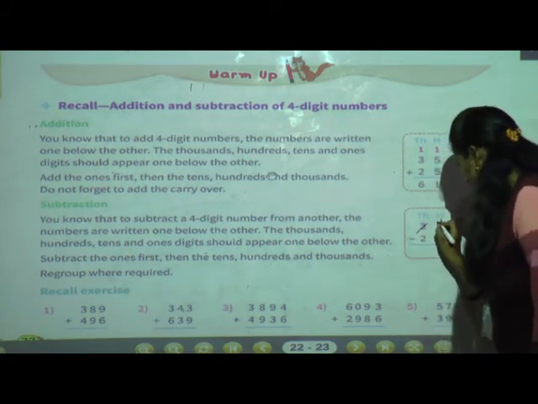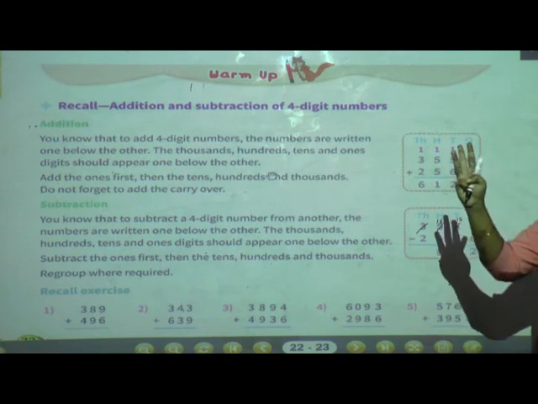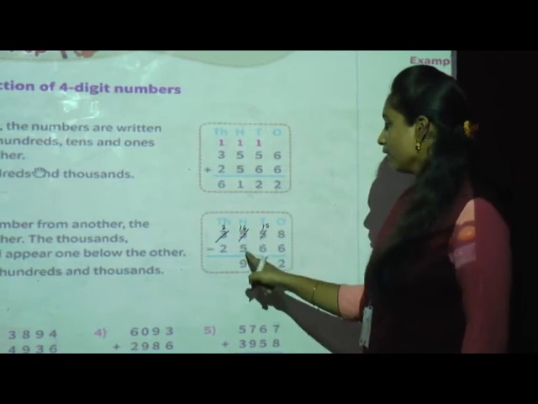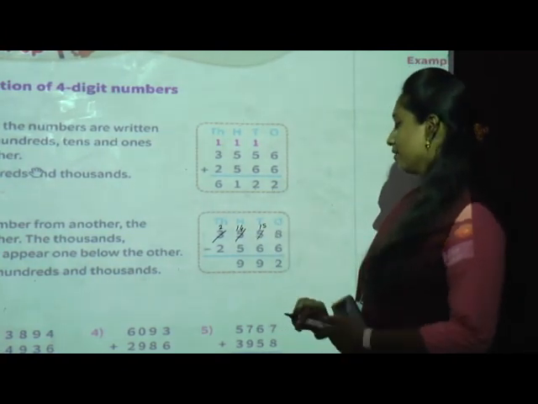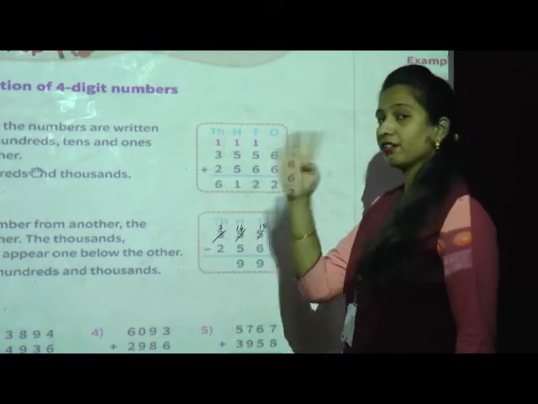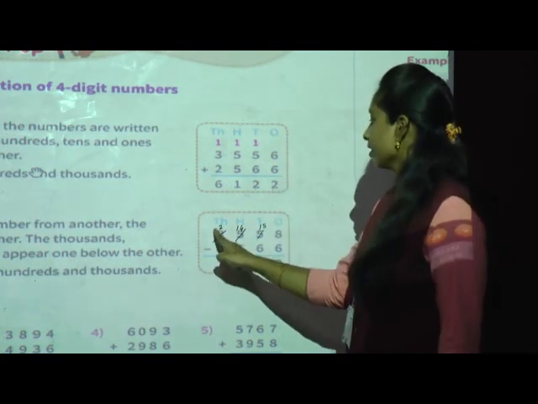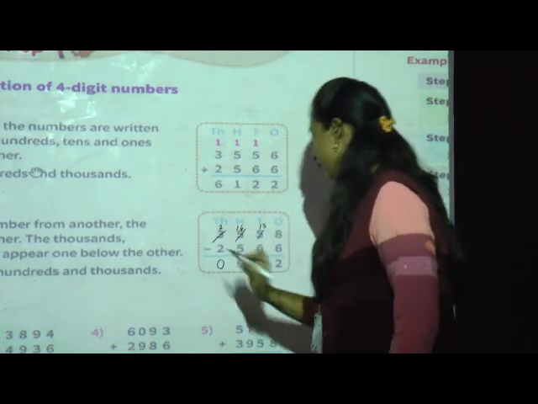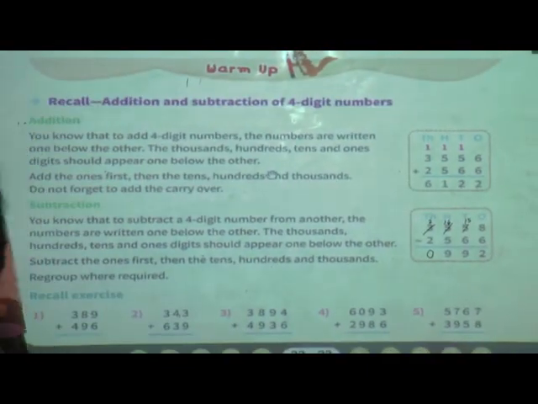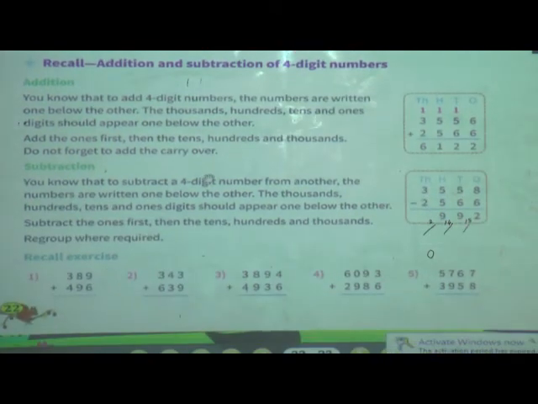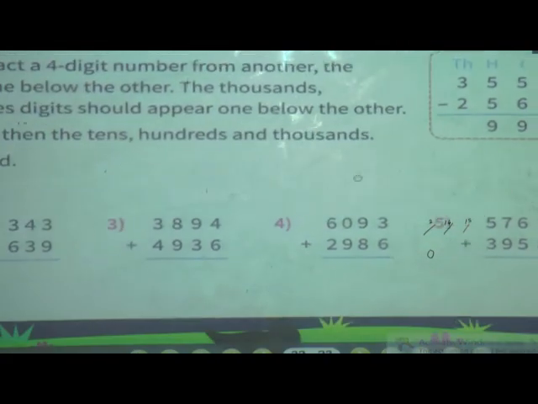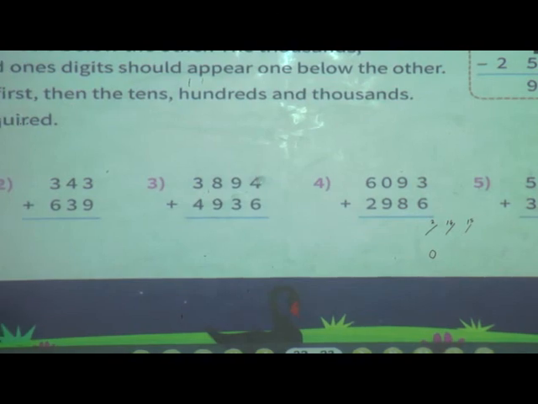Now 4 minus 5 we cannot do, so just take one borrow from the neighbor. The neighbor has 3, he will give 1, 2 will remain here. Now 14 minus 5. So count after 5 till 14 comes: 6, 7, 8, 9, 10, again 11, 12, 13, 14. 5 plus 4 is 9. So now 2 minus 2, 0. So the answer is 992. Okay, so here they have given some questions also to recall your memory to solve 4-digit numbers. Let us start solving.